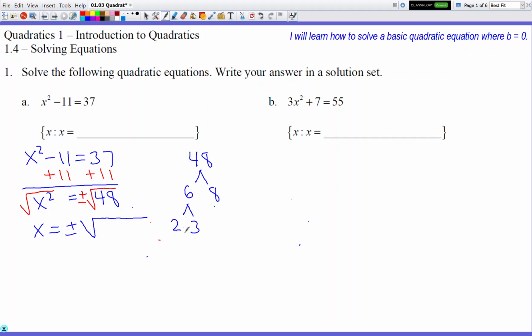And those two are prime, so I'm going to stop at that point. And 8 I can break up into 2 and 4. So the 2 I'm going to stop breaking up because that's prime. The 4 I can go one more step. I can go 2 and 2.